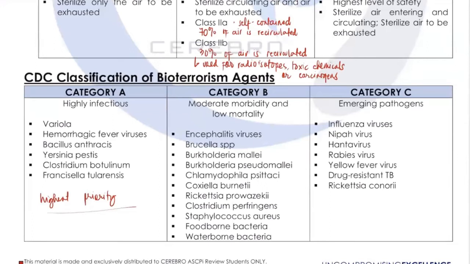And for category C, no, so syempre sila yung may third priority. These are those emerging pathogens such as influenza virus, Nipah, hantavirus, rabies virus, yellow fever virus, drug-resistant tuberculosis, and Rickettsia connorii. Okay? So again, memorize natin itong CDC classification of bioterrorism agents.